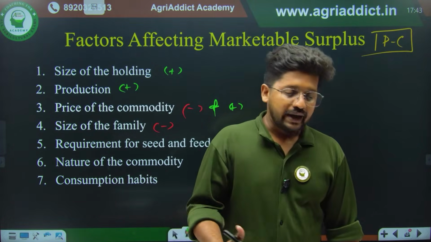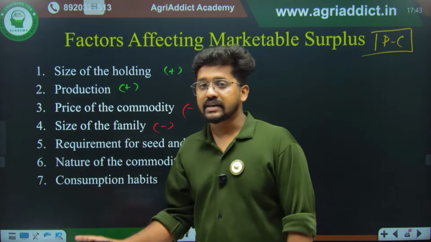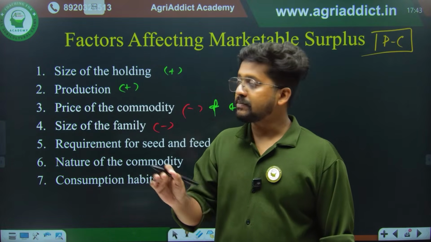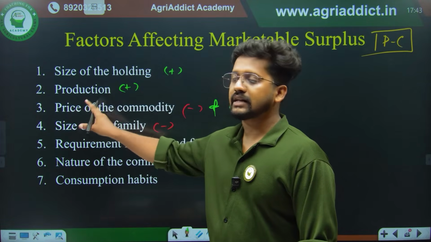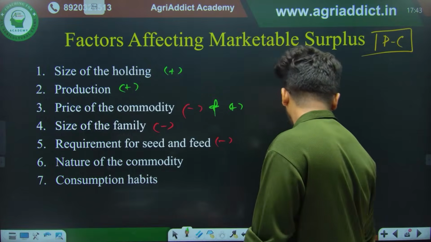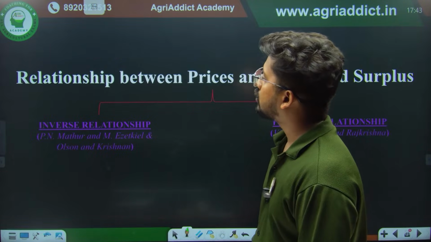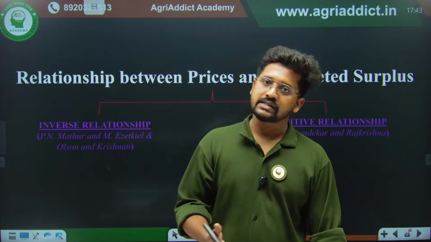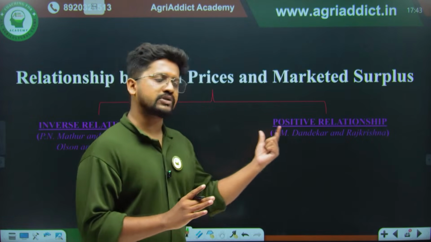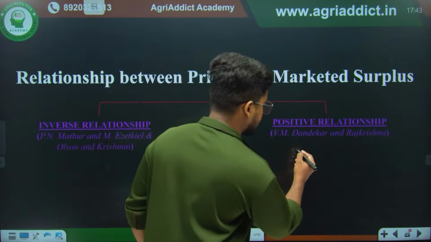So among all these factors, the one that gives you both a positive and a negative relationship is none other than the commodity prices. How it is going to affect our marketable surplus is what we are going to see now. We have seen that there is an inverse relationship as well as a positive relation.